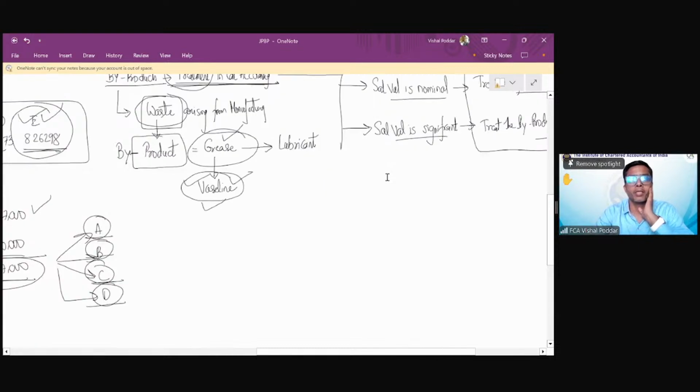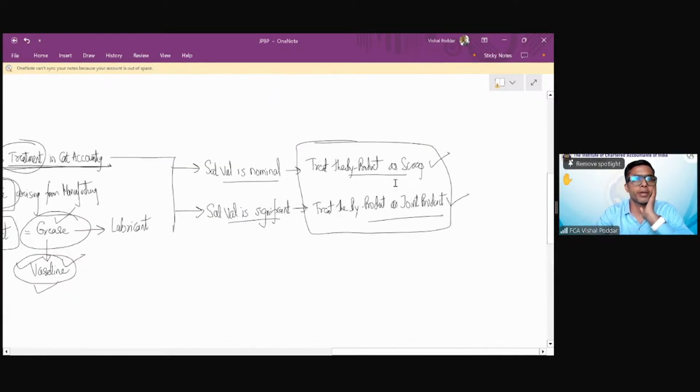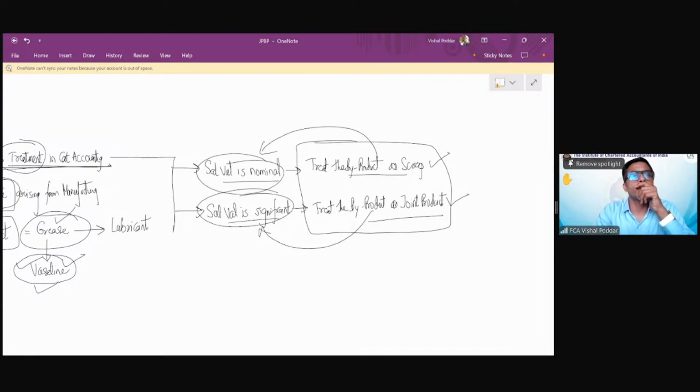Now, I've explained what the difference is between treating it as scrap and treating it as joint products. But the question is, this treatment depends upon whether the sale value is nominal or whether the sale value is significant. How do I determine that? Because depending upon whether the sale value is nominal or significant, I will decide to show it as scrap or to show it as a product. But how to determine whether the sale value is nominal or significant?